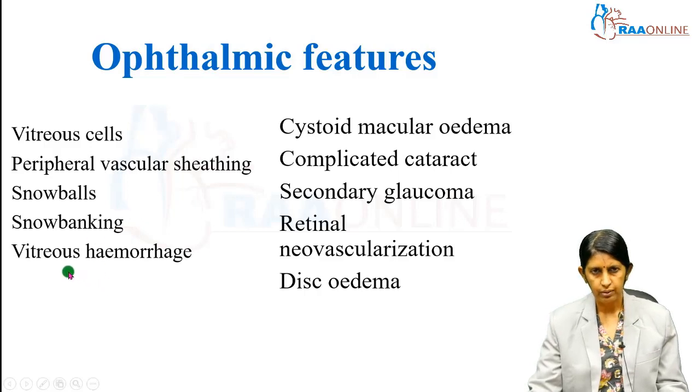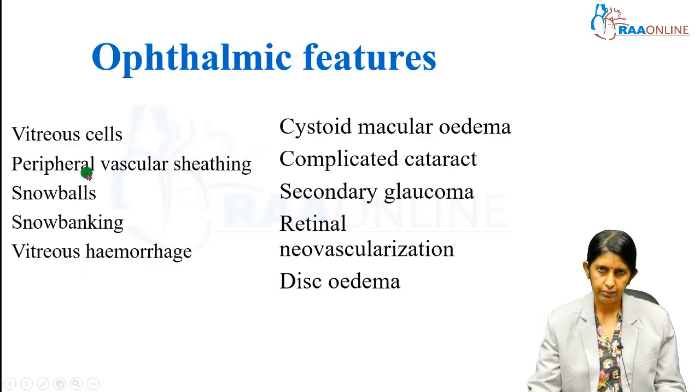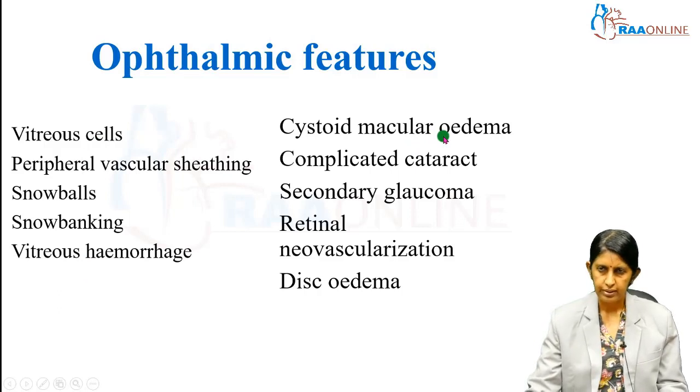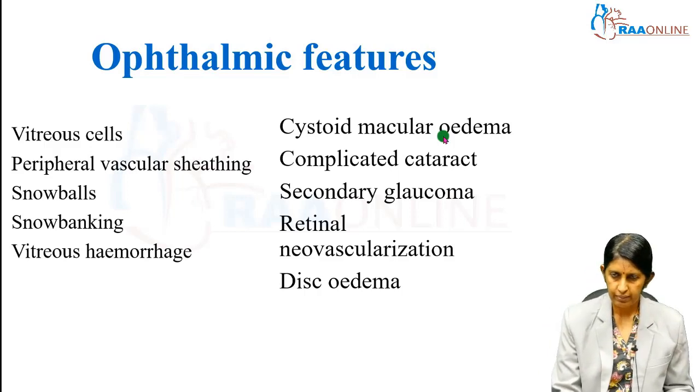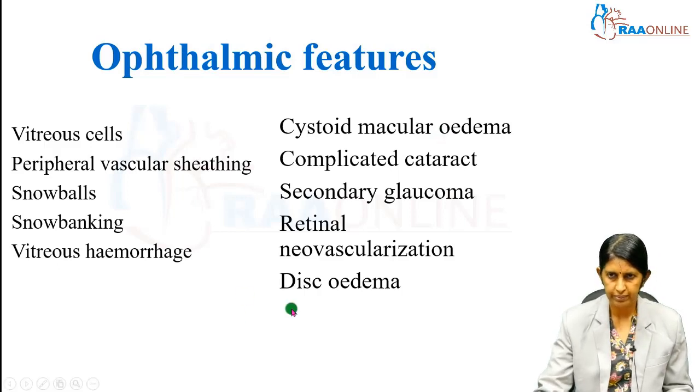You can also look for vitreous hemorrhage. Apart from this, you have to look for cystoid. These are the complications and these are the clinical features. So, complications can be cystoid macular edema or complicated cataract, secondary glaucoma, neovascularization, which can develop on the optic disc or in the surrounding retina, and a patient can also develop disc edema.